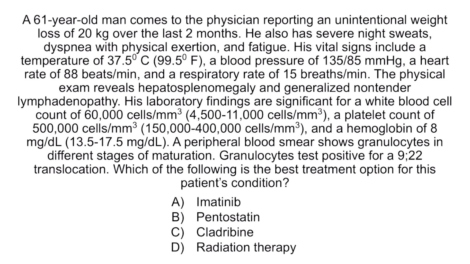All right, this patient is presenting with B symptoms, namely unintentional weight loss and night sweats. He has hepatosplenomegaly and generalized non-tender lymphadenopathy. Additionally, he has a leukocytosis, thrombocytosis, and anemia. Anemia explains his dyspnea on exertion as well as fatigue. A peripheral blood smear shows granulocytes in different stages of maturation that are positive for a 9;22 translocation. All of these findings are consistent with the diagnosis of CML.